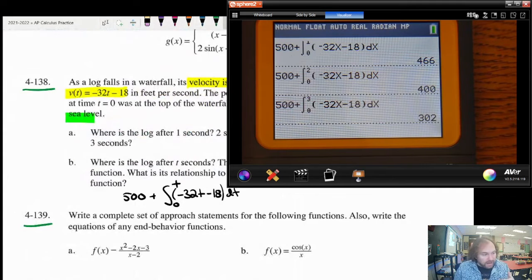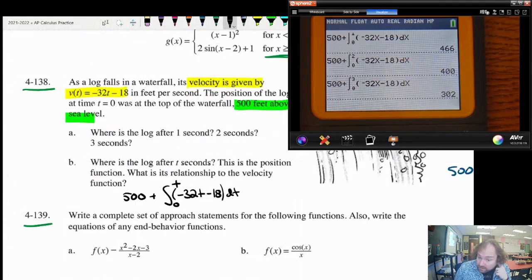Now, of course, you could actually evaluate this integral. It's not hard to find the antiderivative of that thing. And so what you could get is 500 plus, let's see, that would have to become t to the second power. It would be negative 16t squared minus 18t. That would do it. Since you're always evaluating this integral with the bottom number being 0, it will never matter when you do the antiderivative. But that would be a general way to think about it.